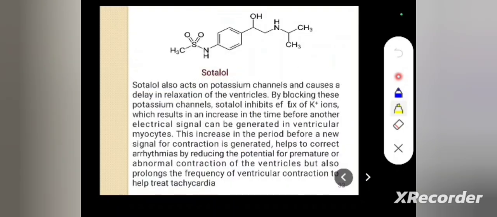Next drug of class 3 antiarrhythmic: sotalol. As we know from the chemistry of sotalol, it acts as a class 3 antiarrhythmic and also acts as a beta blocker, that is the class 2 antiarrhythmic. So there is no need to explain sotalol again in class 3.